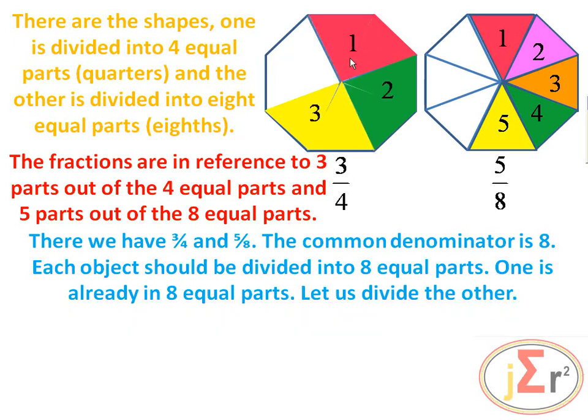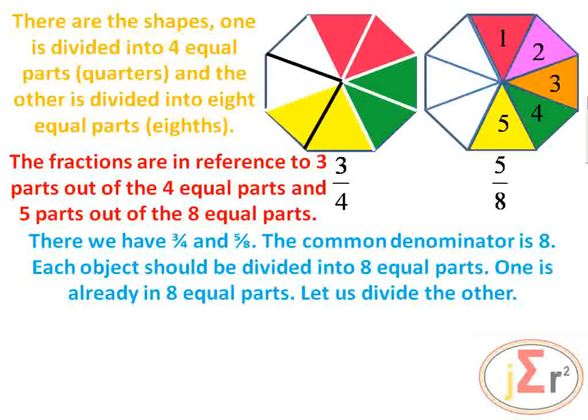Notice that what we have here is 1, 2, 3/4. Then we divide. When we divide, we get 1, 2, 3, 4, 5, 6, 7, 8 equal parts. So there we have 8 equal parts. But how many of those equal parts are shaded? 6. 6 of those equal parts are shaded. 6 parts out of 8 are shaded.